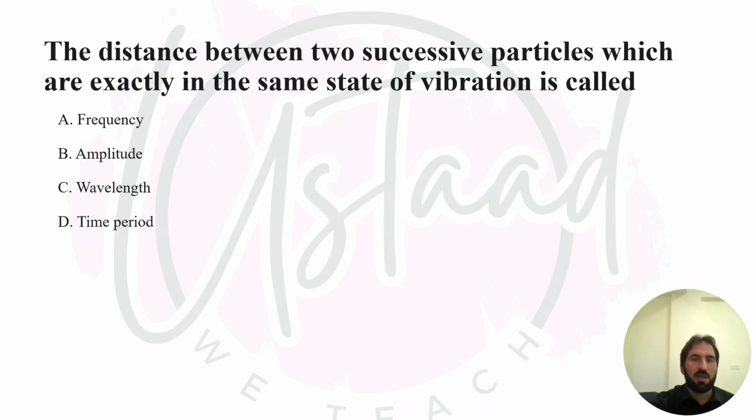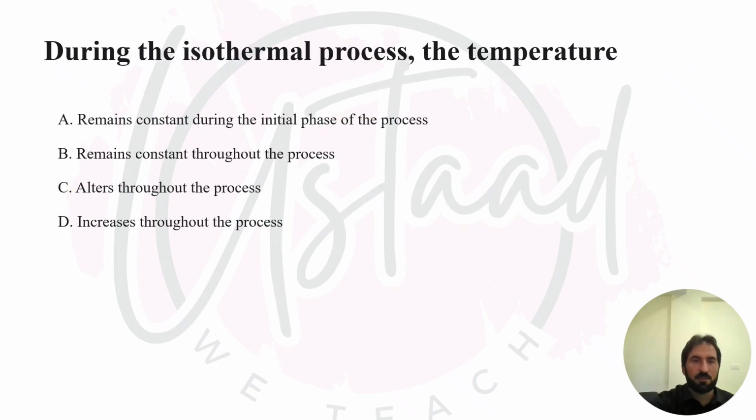Second, the distance between two successive particles which are exactly in the same state of vibration is called: option A, frequency; B, amplitude; C, wavelength; and option D, time period. So the correct option is wavelength.